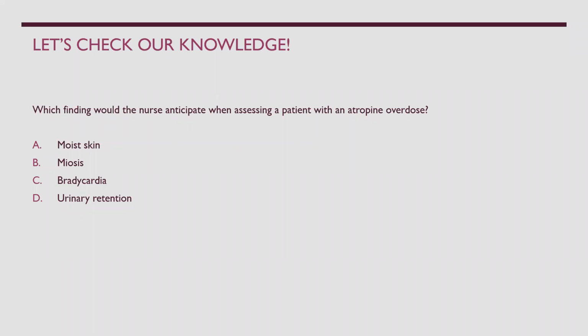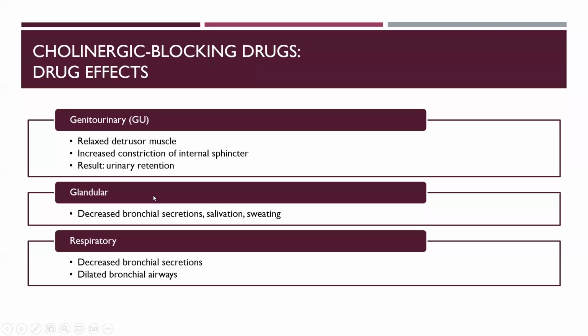So which finding would the nurse anticipate when assessing a patient with an atropine overdose? D. Yes, urinary retention. Because remember, atropine is one of our anticholinergic drugs. So it's going to cause urinary retention because they can't pee. So this is some more of our drug effects, things like increased constriction of the internal sphincter, which results in that urinary retention, decreased bronchial secretions, salivation, sweating, and dilated bronchial airways.